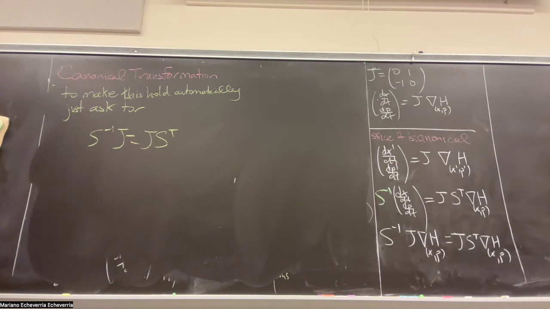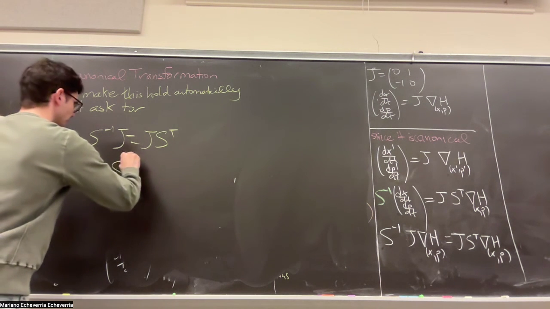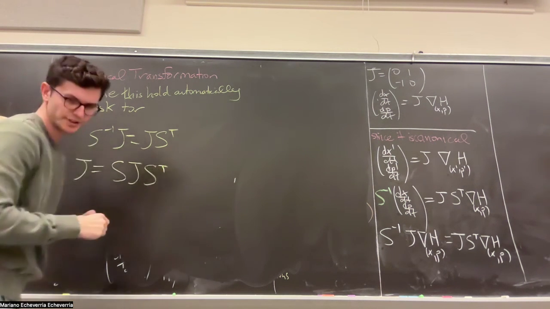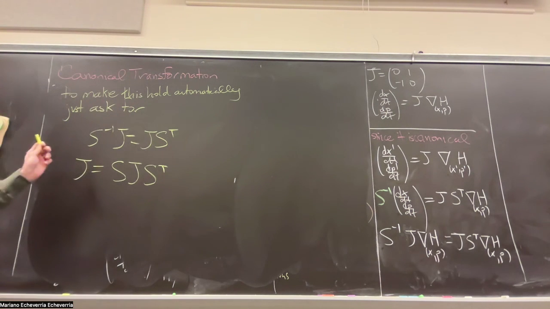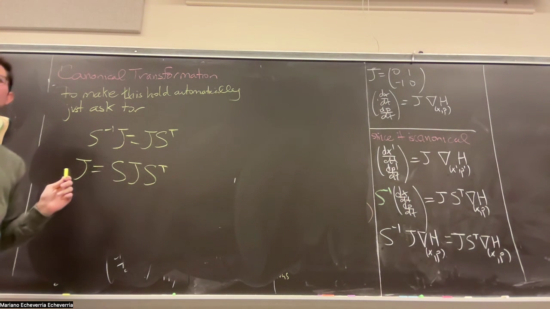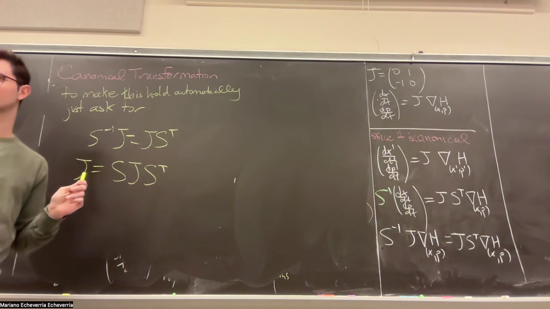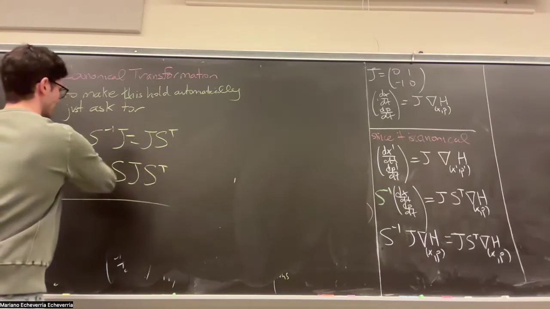Okay, and to write this the way it's traditionally written, say that J has to be S times J times S transpose. So for the matrix to be canonical, if you do S times J times S transpose, you get J back. And that is what's going to be a symplectic matrix. So this is the condition that we are after.